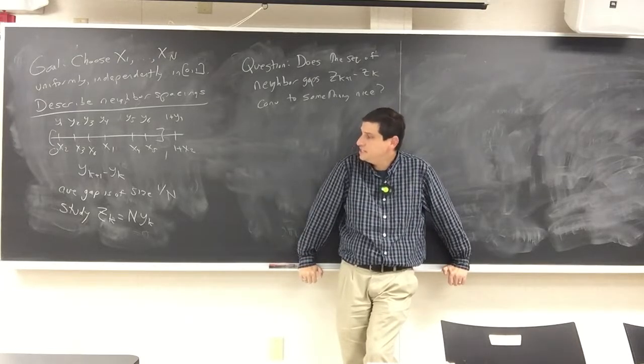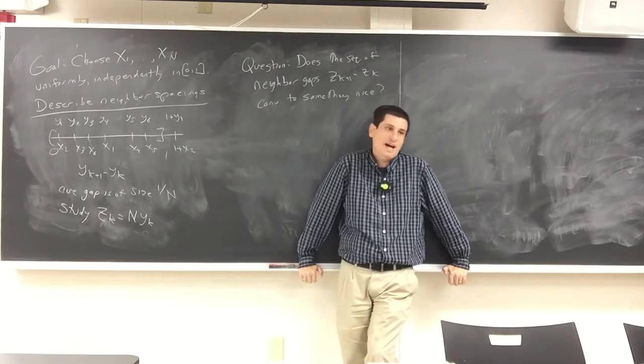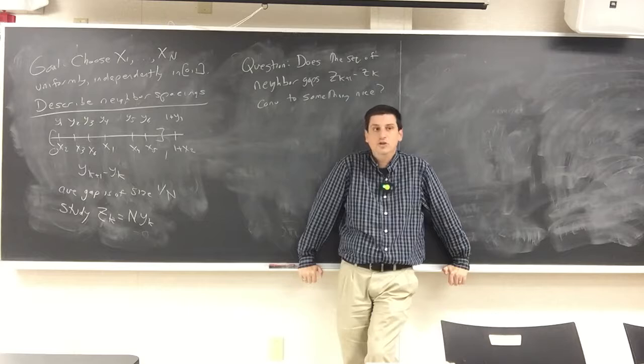One nice thing about adding this wrapped around is that because we're choosing all the points independently, I can just choose any x and look at what is the distribution to the next choice. That should be the same no matter what x I choose. Right?